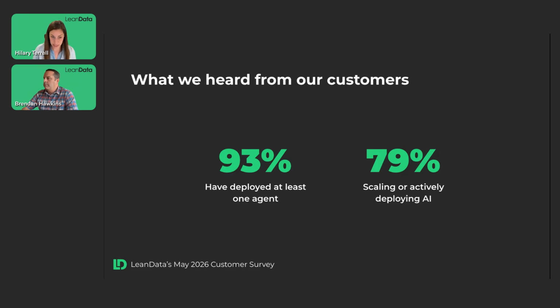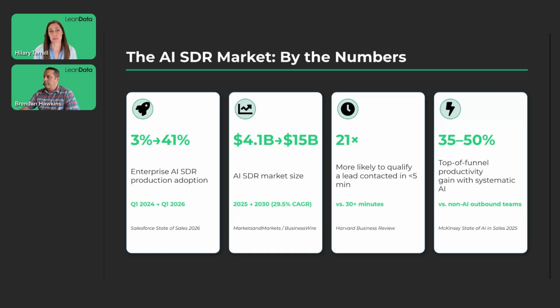The vast majority, and I was actually surprised at this, have deployed at least one agent within their go-to-market motion, and almost 80% are scaling or actively deploying AI. So deploying AI doesn't necessarily have to mean an agent. It could be other AI-driven workflows within go-to-market. So this is absolutely something that's top of mind for our customer base, hence why we started with an AI use case.